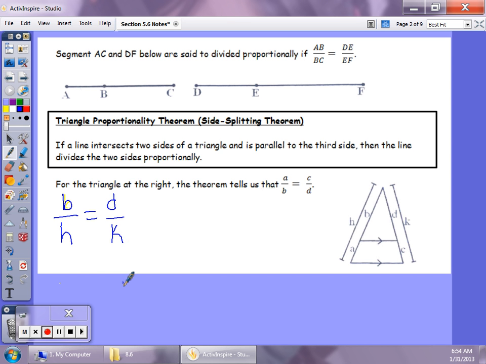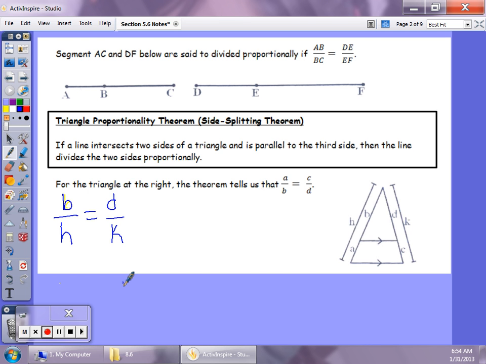Looking at the diagram, we can see that B represents the left side of the small triangle, H represents the left side of the large triangle. So we can set that equal to D, which is the right side of the small triangle, over K, which is the right side of the larger triangle.